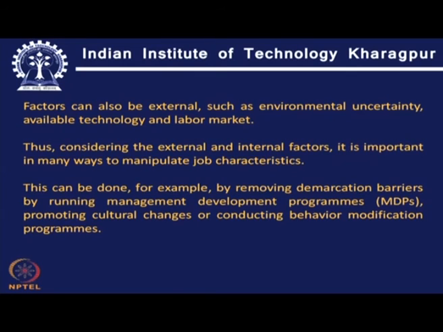Because we have discussed many of the job characteristics till now, and persons' expectations from the job, and perception of the job, which varies from area to area, different persons' expectations and patterns of viewing jobs are different.